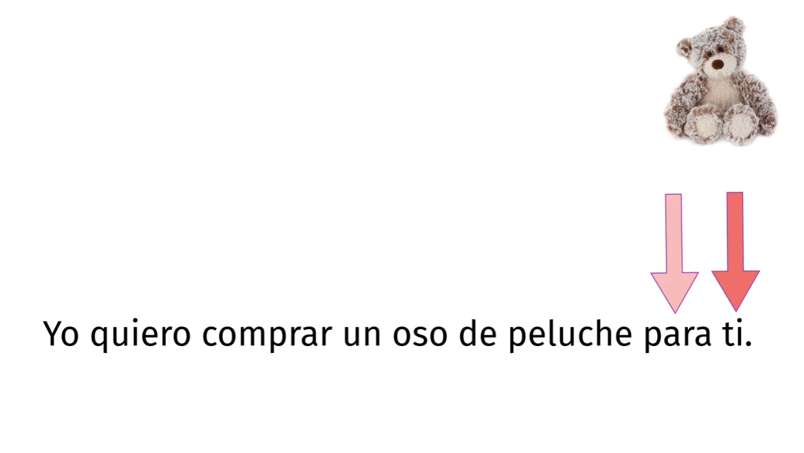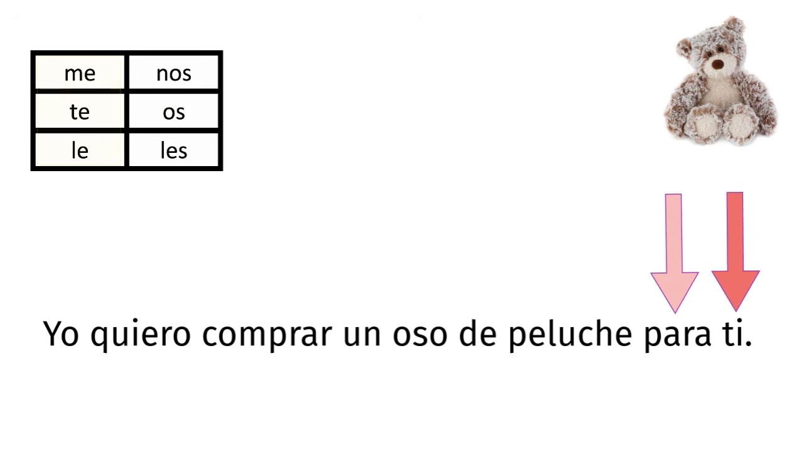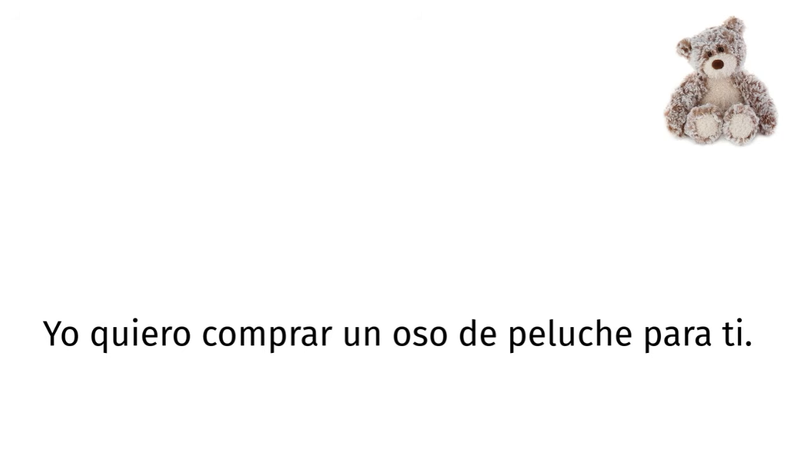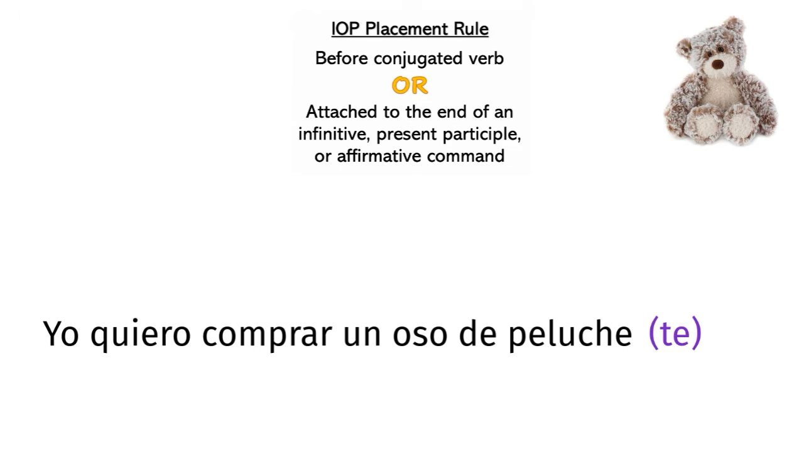Now we pick the pronoun that matches it. From our pronoun chart, which one is you? It's the singular second person, so the pronoun is te. When we replace the noun and preposition with the pronoun, para ti disappears and te is put in its place. Finally, place the pronoun in the correct location in the sentence.